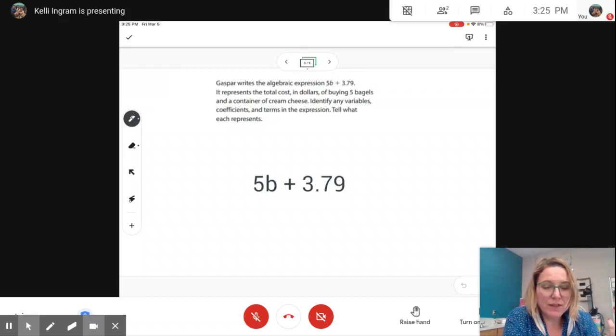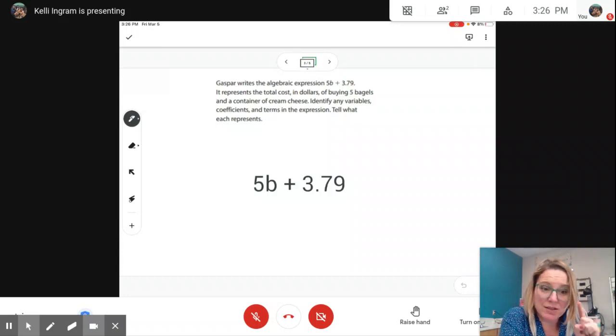So here's another one. Gaspar writes the expression 5b plus 3.79. It represents the total cost in dollars of buying 5 bagels and a container of cream cheese. Identify, here we go, we've got a little vocabulary here. Identify the variables, coefficients, and terms in this expression, and we're going to tell what each of them means.